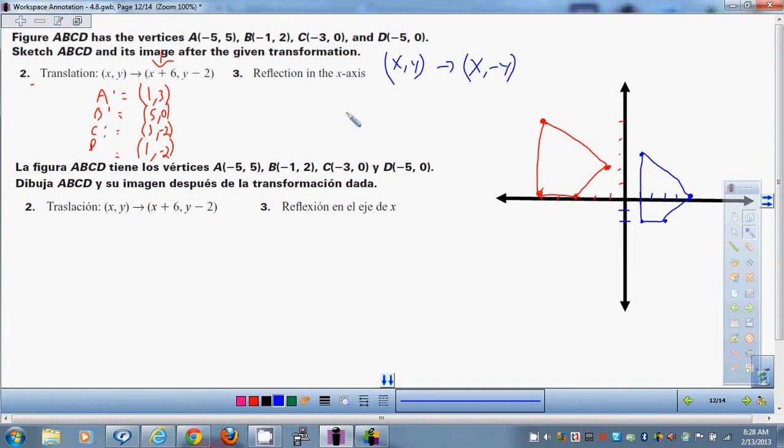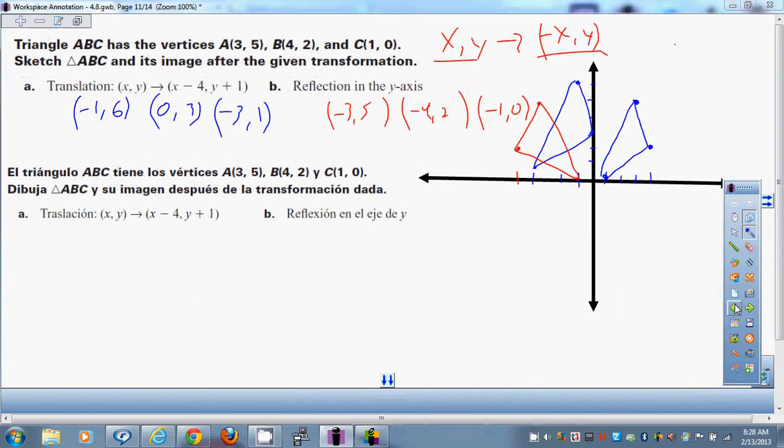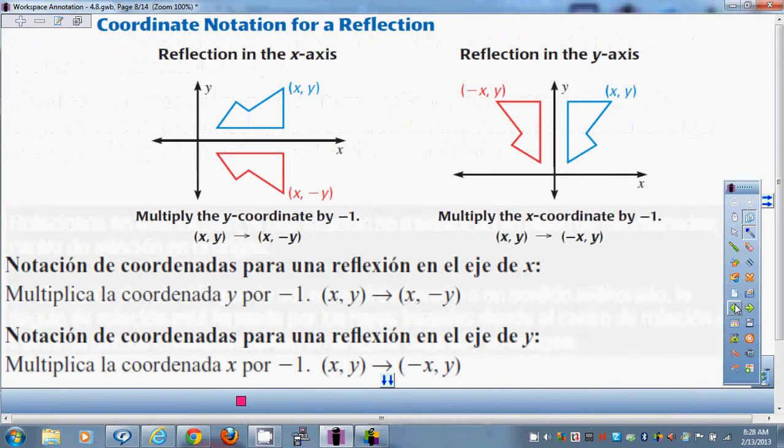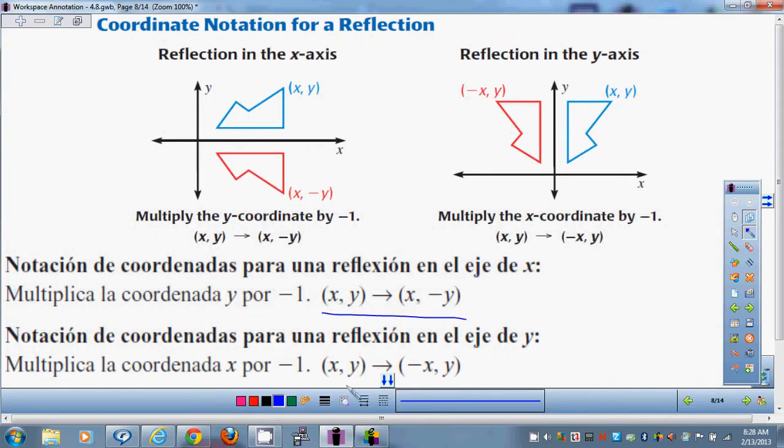That was in the notes. That was really the only important thing to take away from this, was that in the x-axis, that's going to change your coordinate to this. In the y-axis, it's going to change your coordinate to this. Now, this is in your book. This is in section 4.8, so if you didn't get it, you might want to go get it from there in a bit.